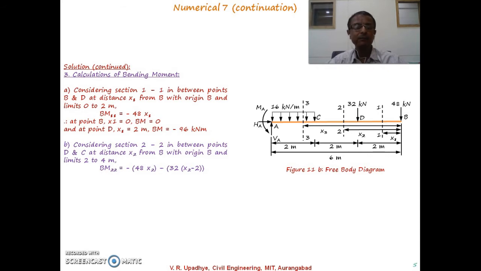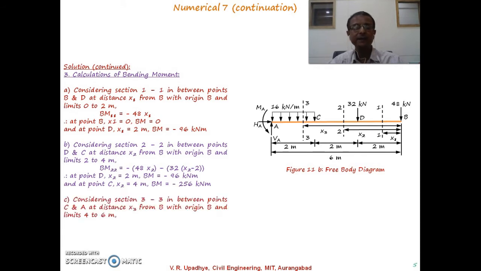So if we now put limits for x2, at D it is 2 meter and at C it is 4 meter. So at point D it gives a bending moment of minus 96 kilonewton meter, substituting x2 as 2 meter. And if we substitute x2 as 4 meter at point C, the bending moment value becomes minus 256 kilonewton meter. Now we'll further go through section 3-3 in between point C and support A.